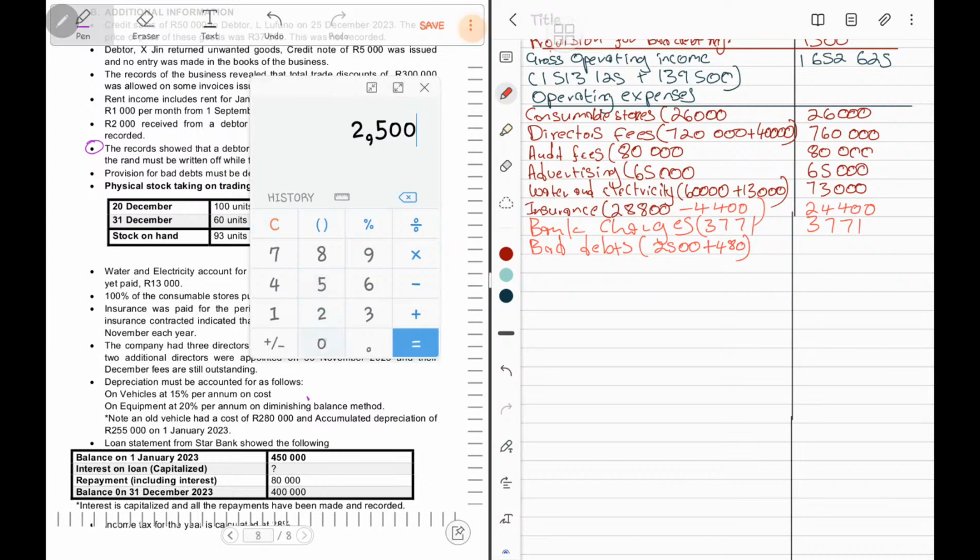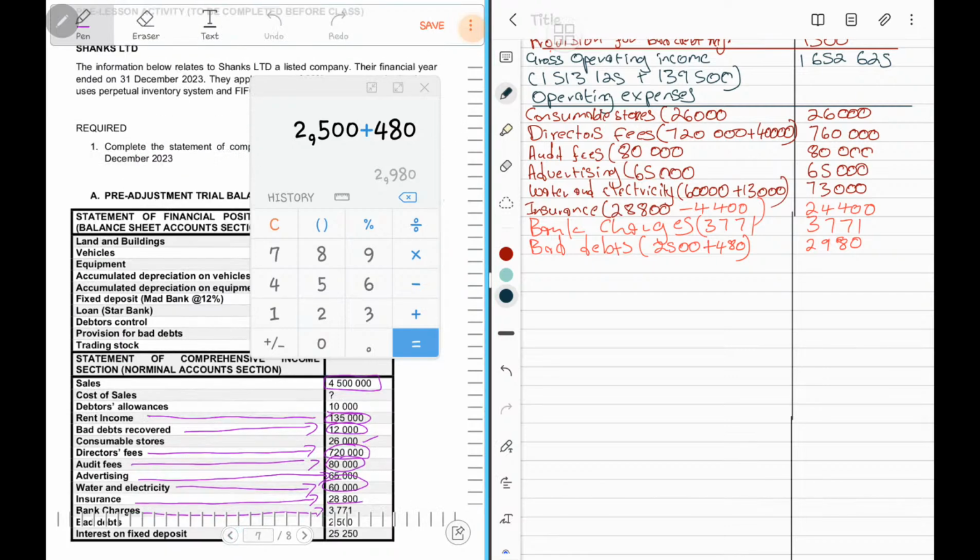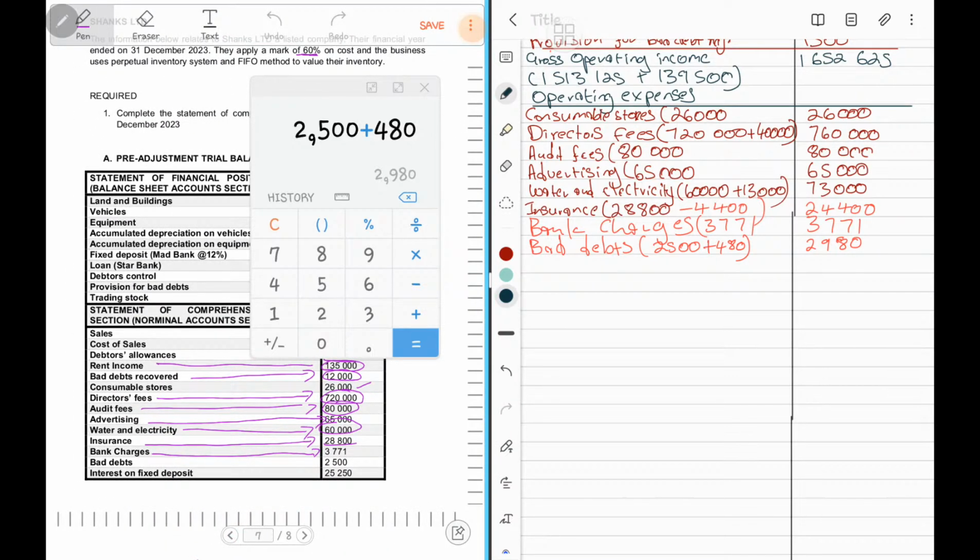So 2500, then we add the 408. That gives us 2908, I mean. Okay, then the next expense will be what? The next expense, I think we have to start with the trading stock deficit.